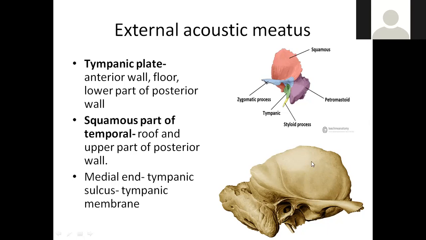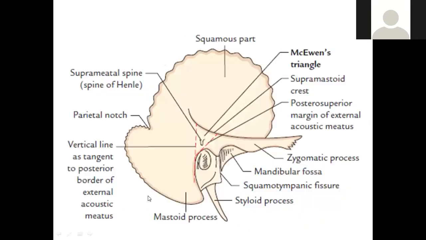And this is of course the squamous part of the temporal bone, which is forming the roof and posterior wall of the external acoustic meatus. At the medial end, if you keep the earbud and go more medially, you will see the eardrum, called the tympanic membrane. This you will understand more when we do the ear and middle ear boundaries. You will come to know the lateral boundary is formed by this tympanic membrane.